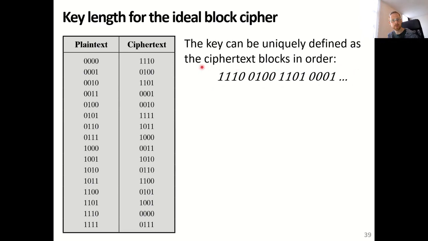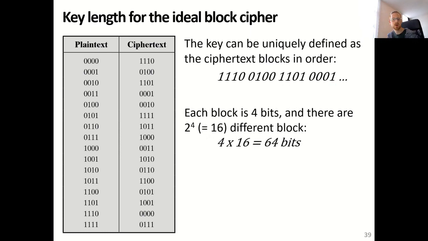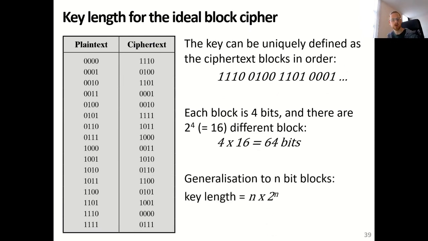Looking at this key, we now know that 1110 is the ciphertext corresponding to block 0. 0100 corresponds to block 1, 1101 to block 2, and so on. In total, this mapping contains 16 different blocks of 4 bits each, so 64 bits. So our key is 64 bits long, which was the answer to the question. We can generalize this to a block size of n bits, and then the key length is n times 2 to the nth power. So it becomes exponential as a function of the length of the block.